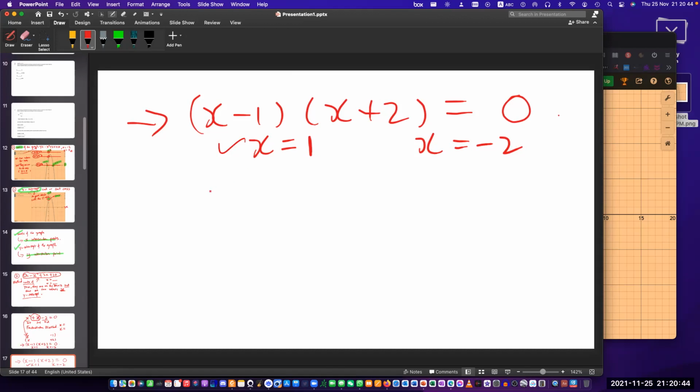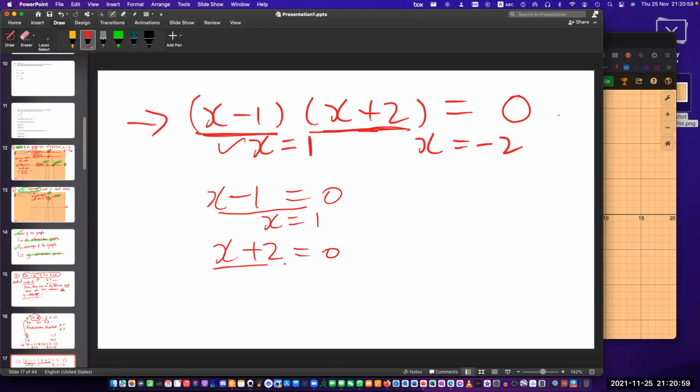How do I get these two? What you need to do is take this x -1 and equate it to 0. Then you also equate this x +2 to 0. If you compute this, you're going to get x equals to 1. And if you compute this, you're going to get x equals to -2. So that's how you can get x equals to 1 and x equals to -2, these two.